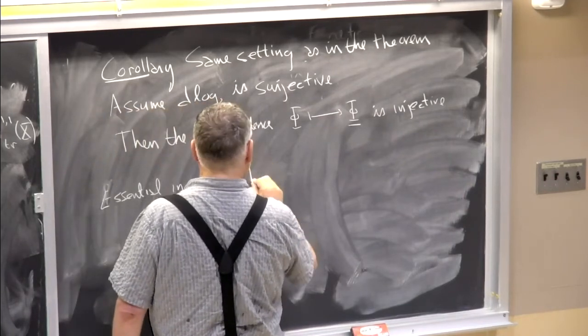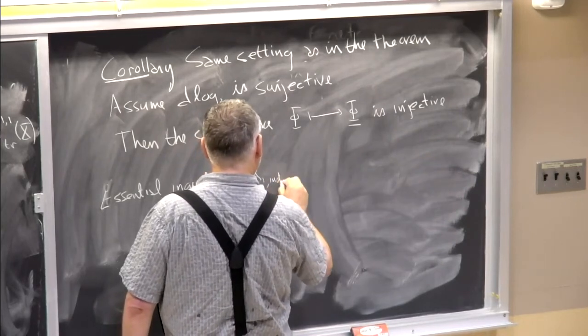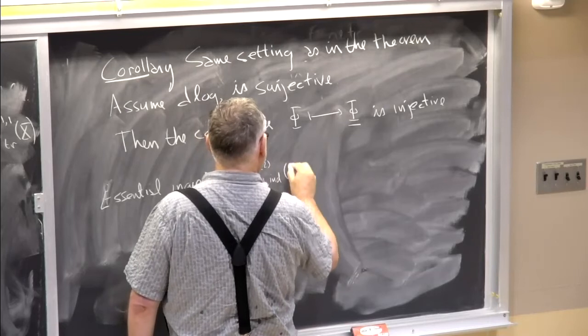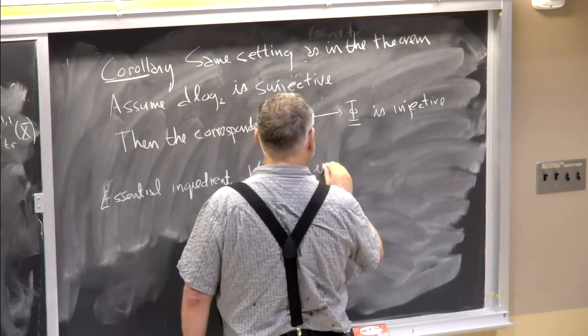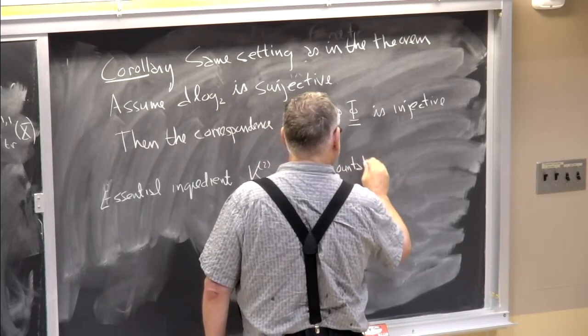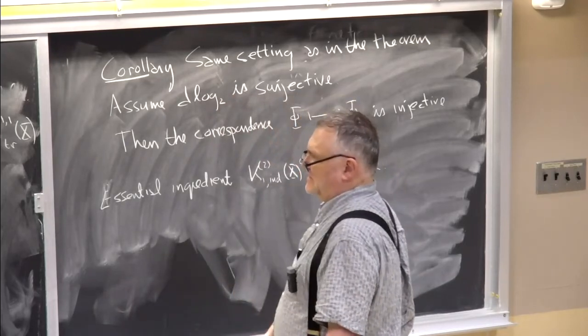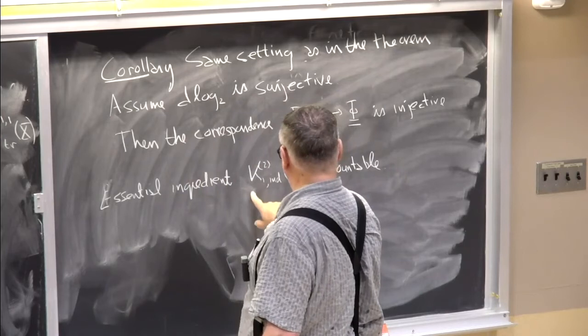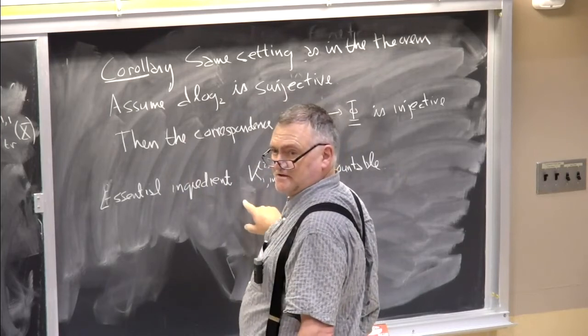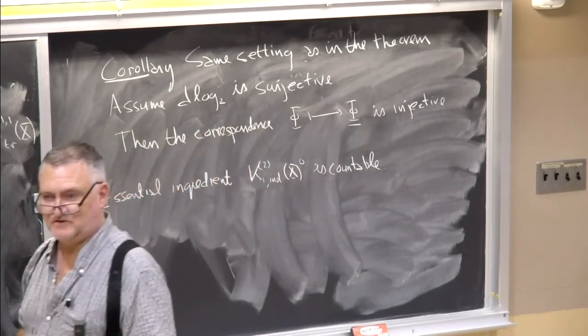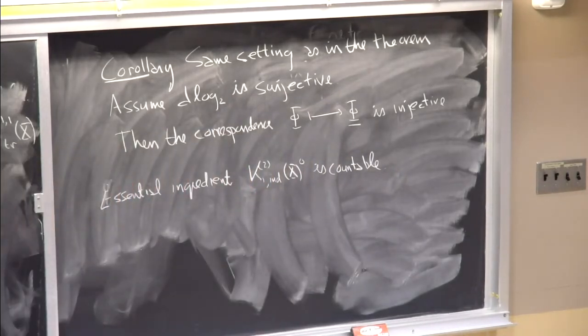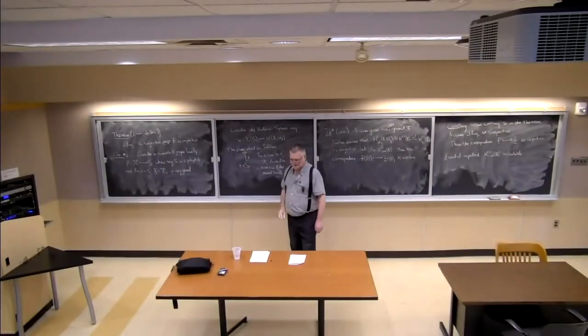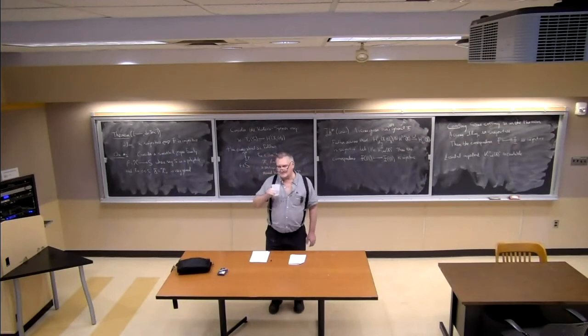Is that K1 indecomposable, bracket 2, X, 0, is countable. And then use that countability argument of Baire type to argue that the same thing holds. Okay. That's all. Any questions?